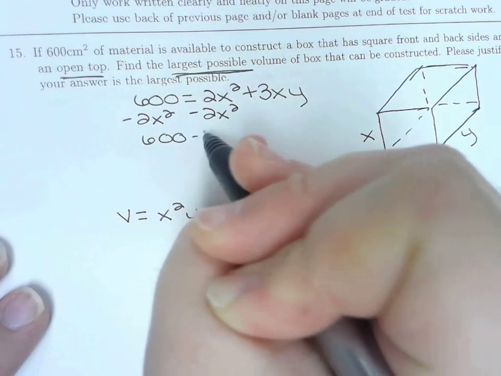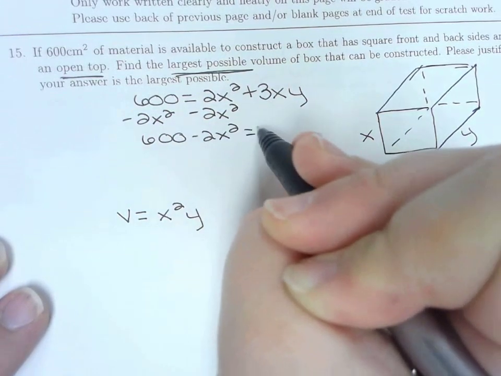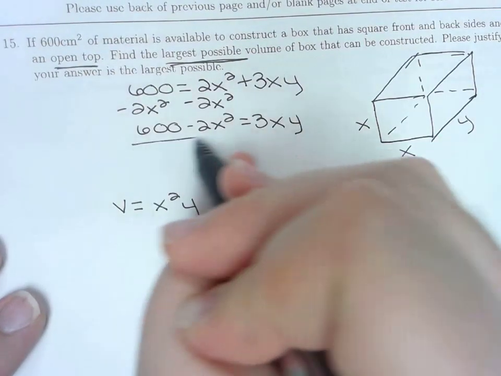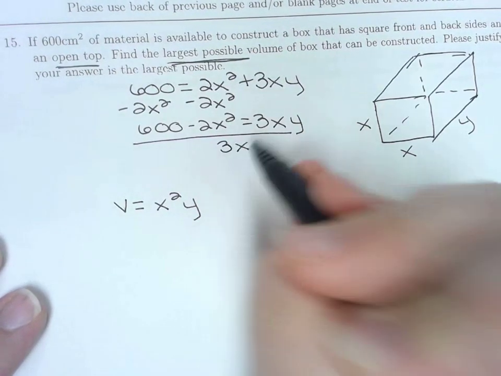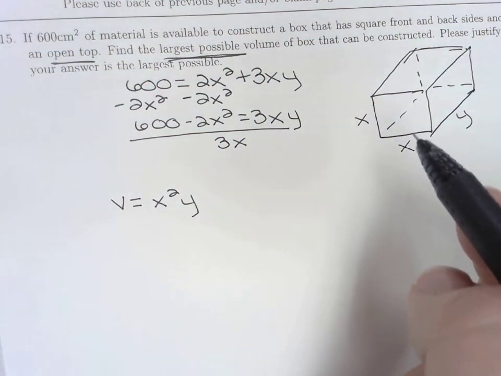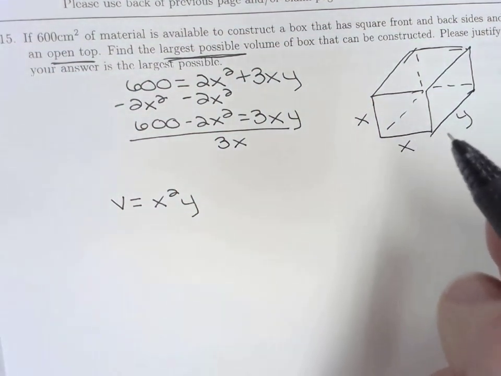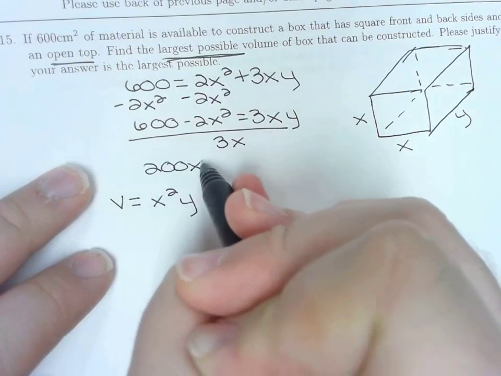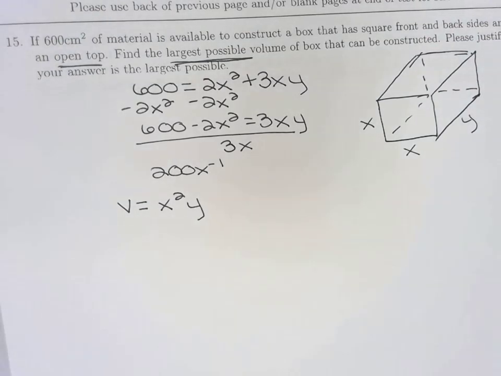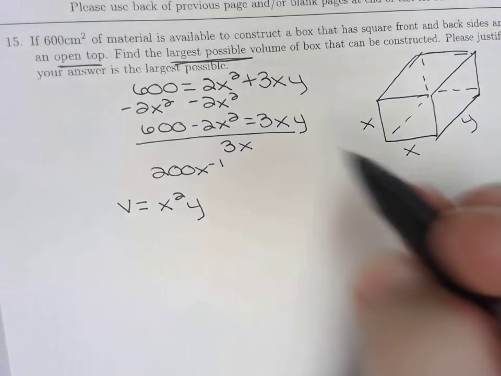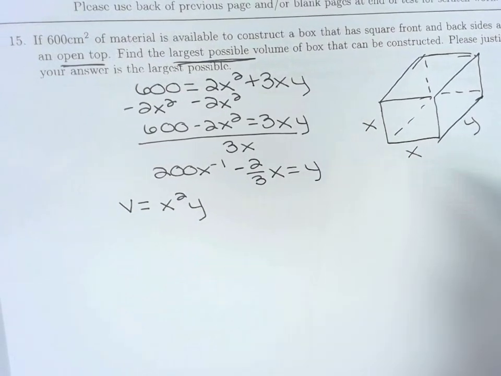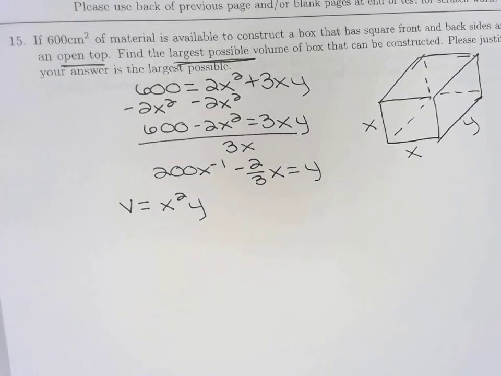So 600 minus 2x squared equals 3xy divided by 3x. And you can actually divide it out, which I'm going to do because I'm going to end up plugging it in and then taking the derivative. So that will give me 200 x to the negative first, because it will be 200 over x. So I'm going to make it 200 x to the negative first minus 2/3 x equals y. And I only divided it out so I'd have a nice polynomial to plug in.